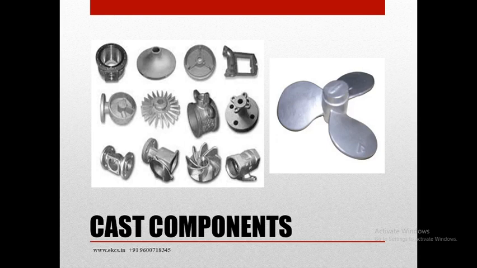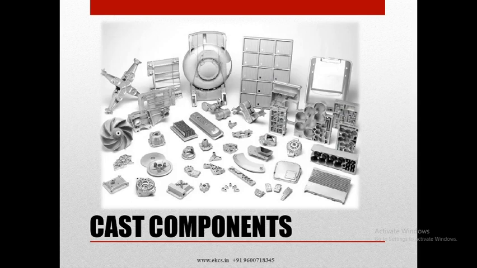These are some of the cast components. There is a turbine blade, then valves, impellers, and more components that you can see. Motor casings are also there.